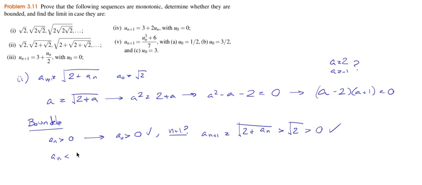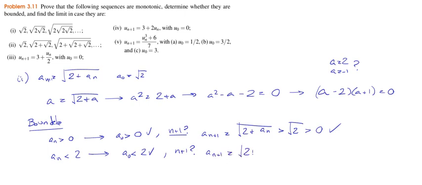And now let's see if a sub n is smaller than 2 for all n. So yeah, a sub 0 is smaller than 2, the square root of 2 is smaller than 2. And then assume this is true for some n. Is it true for a sub n plus 1?